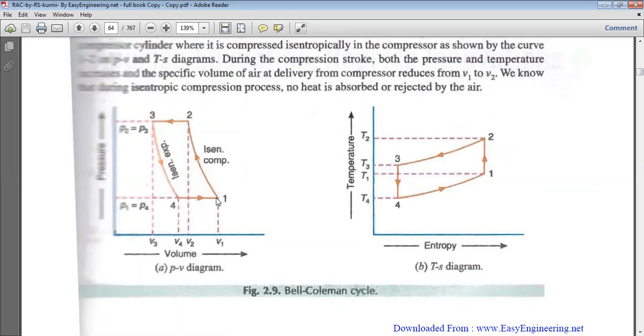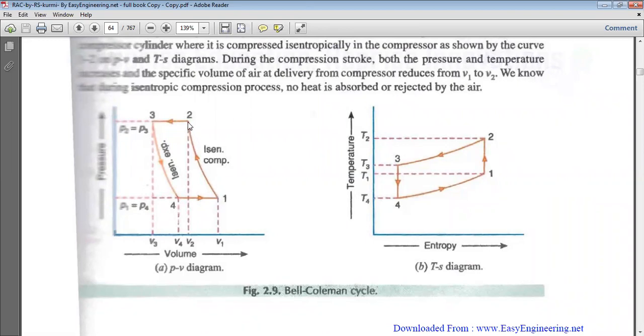Compression. The air from the refrigerator is sucked by the compressor at 1. 1 is the suction state, that is, suction to the compressor. That is normally at atmospheric pressure and temperature, and it will be compressed. Whenever it is compressed, what happens? Pressure will increase, and whenever pressure increases, temperature will also increase. Therefore, the air will be compressed from a pressure P1 to P2.